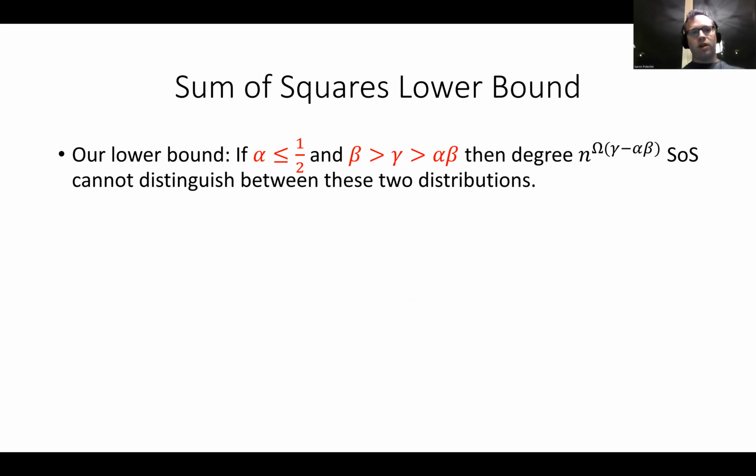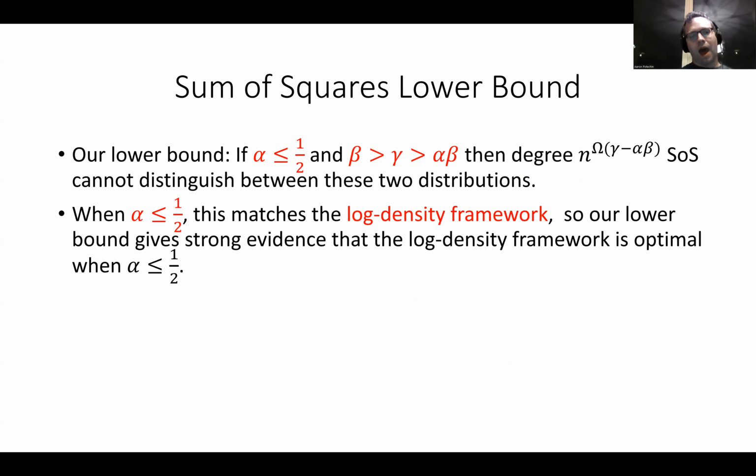So now, roughly speaking, our lower bound says that if alpha is at most 1/2 and gamma is larger than alpha times beta, but less than beta, then degree n to the omega of gamma minus alpha times beta SOS cannot distinguish between the random and planted distributions. Note that when alpha is less than or equal to 1/2, this matches the log density framework. So our lower bound gives strong evidence that the log density framework is optimal when alpha is less than or equal to 1/2.